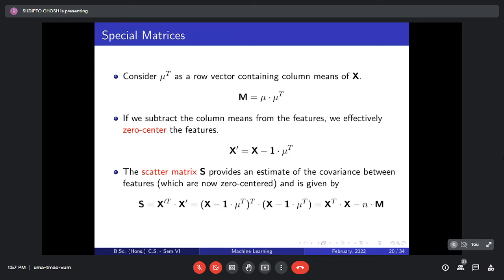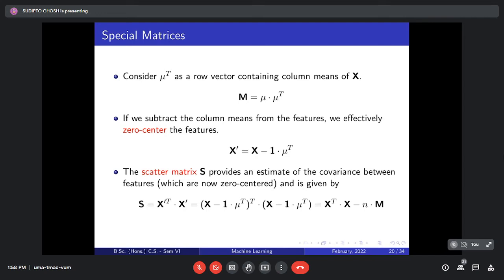The scatter matrix S will indicate the covariance between all the features, like x1 and x2, x1 and x3, x2 and x3. And then we can come up with the scatter matrix that represents all of this information. That is the relationship, the correlation between the features. So that will be my scatter matrix.